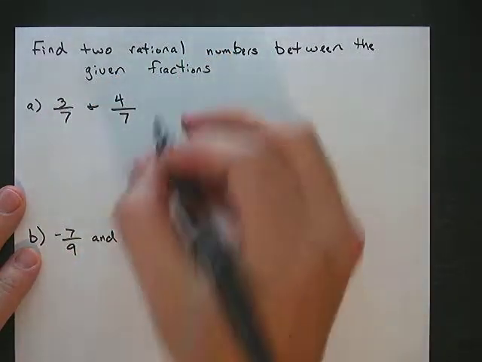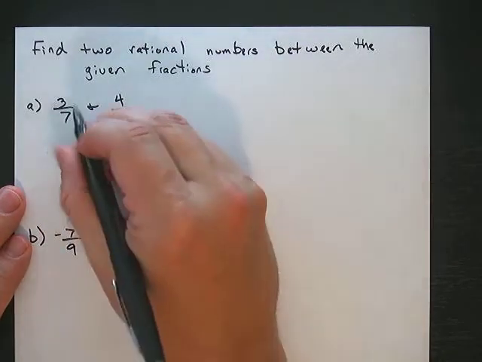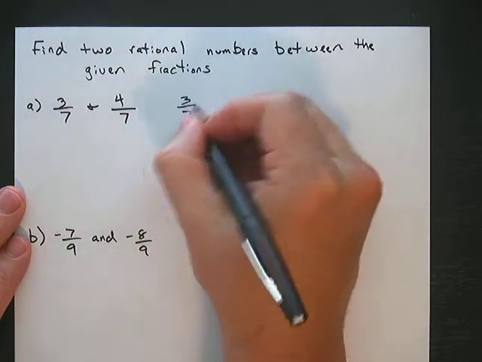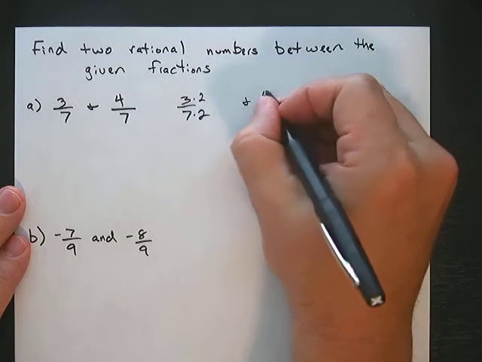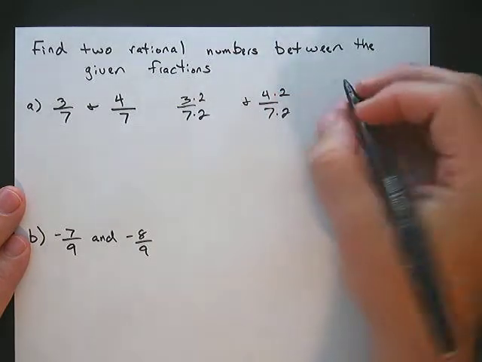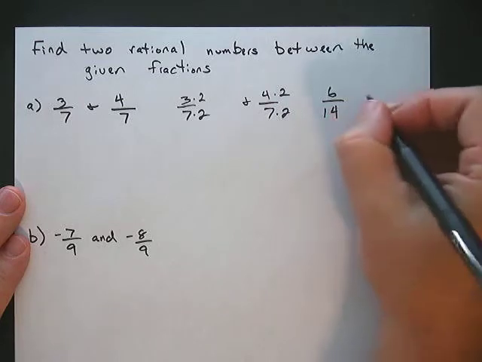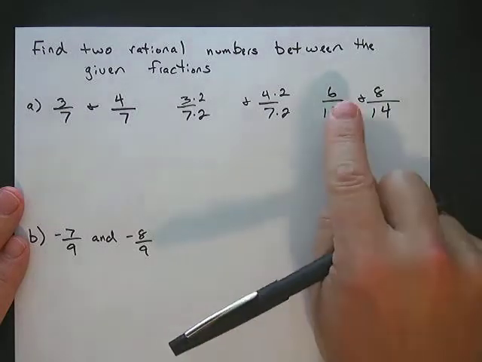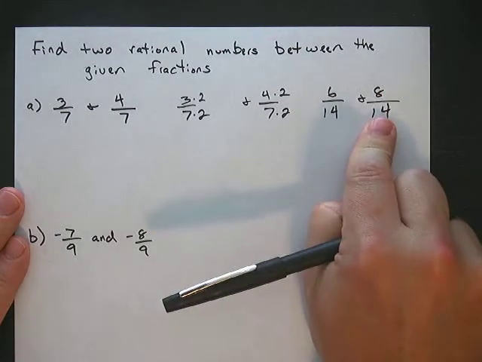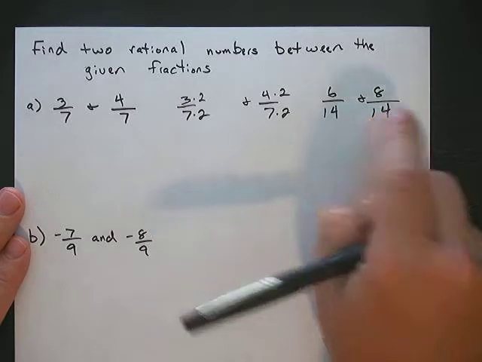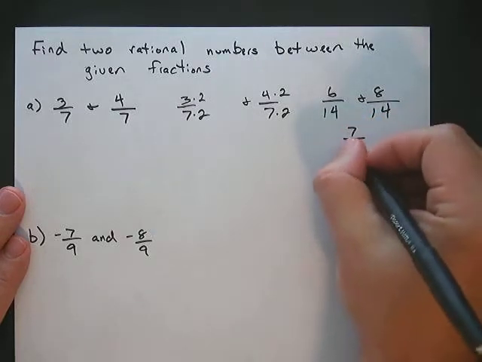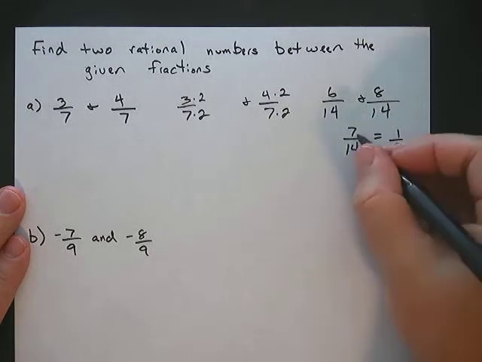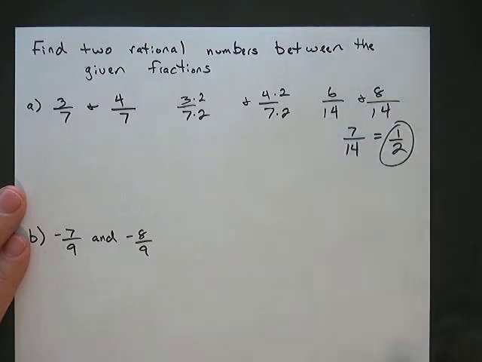Okay, so let's first try just multiplying the top and bottom of both of these by 2. So if I multiply by 2, 3 over 7 times 2 on top and bottom, and 4 over 7 times 2 on top and bottom, that would give me 6 over 14 and 8 over 14. Okay, is there a number between 6 over 14 and 8 over 14? Well, yeah, it's 7 over 14, right? So 7 over 14 would work, and 7 over 14 happens to reduce to what? 1/2. Okay, because 7's half of 14. So one of the numbers we could use could be 1/2.